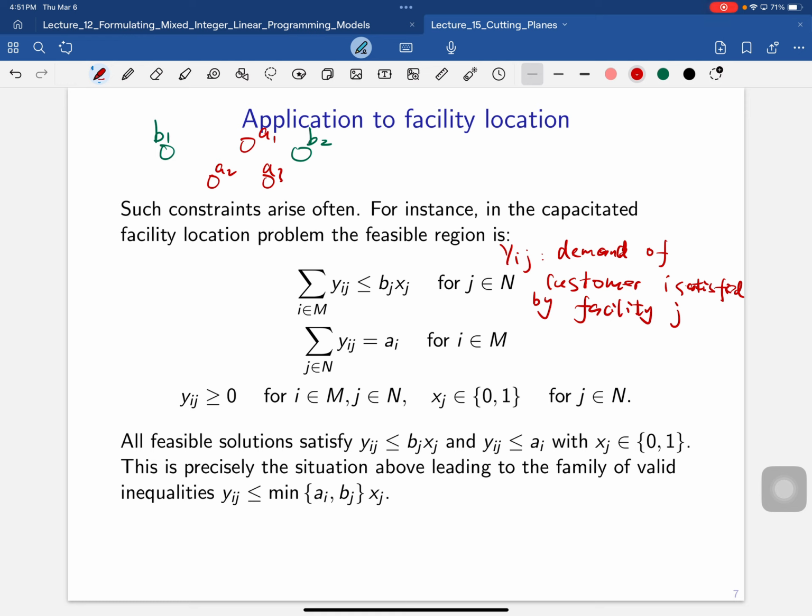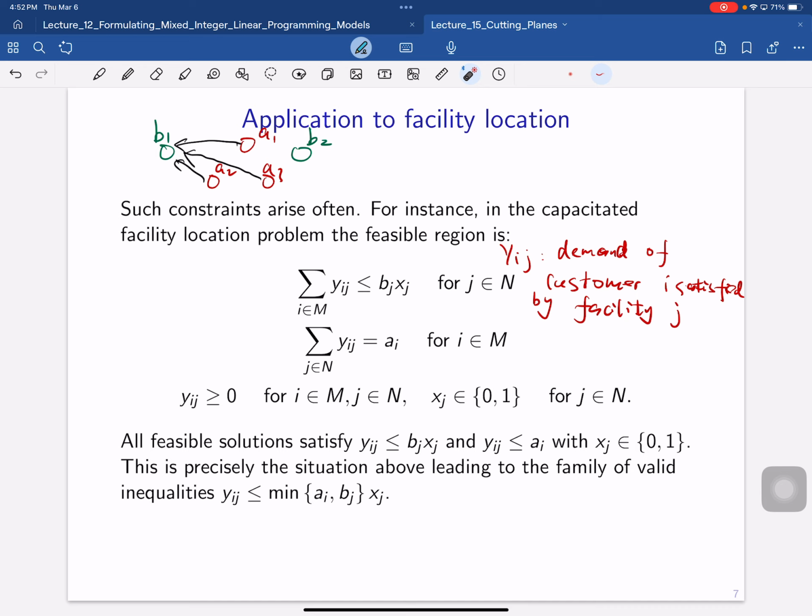Aj, okay, so this is a facility, and then the 3 customers need to be... the demand of the 3 customers satisfied by facility 1 is denoted by y, in this case, I1, right? And of course, they cannot exceed the total capacity of the facility you have, right?